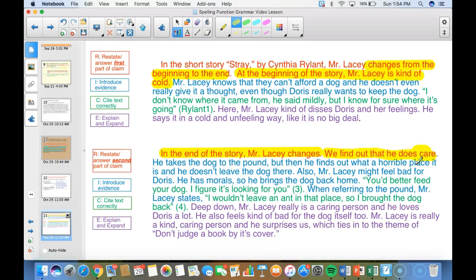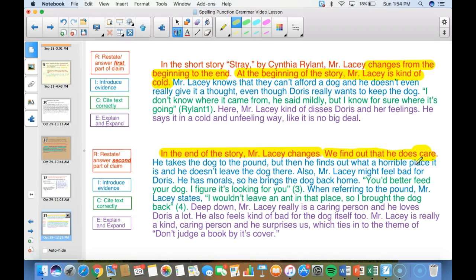And then this I, he's getting ready to introduce the evidence to show that Mr. Lacey does care. So he says he takes the dog to the pound, but then he finds out what a horrible place it is, and he doesn't leave the dog there. Also, Mr. Lacey might feel bad for Doris. He has morals, so he brings the dog back home. That's a very sophisticated I. This writer used 3 sentences to introduce this claim.